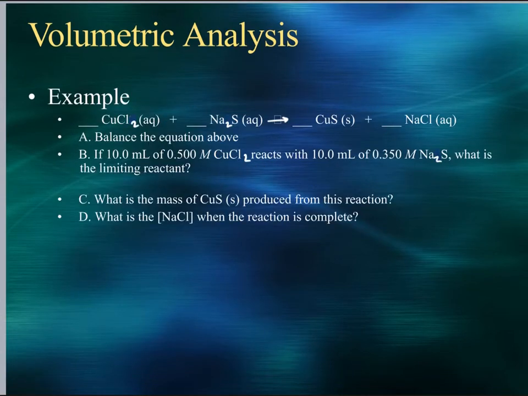Problems are going to look just like this. These are pretty much what they've looked like so far when we were doing stoichiometry problems. You get an equation, and the first thing you do is make sure you balance it. Part B is a little bit different because it's not talking about grams, it's talking about volumes and concentrations. We'll see what this looks like and how we solve that in a moment.